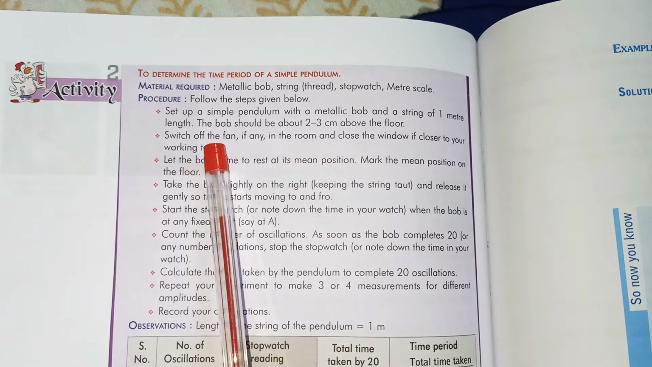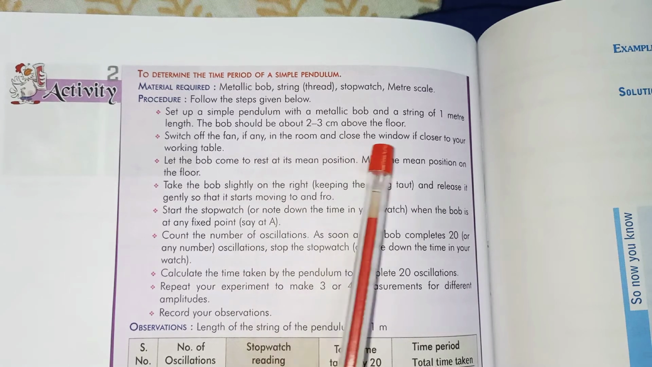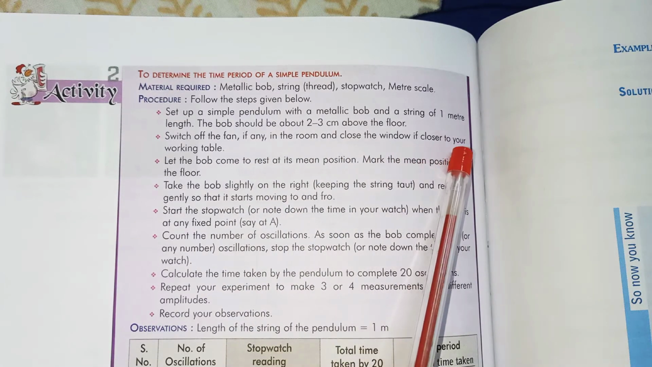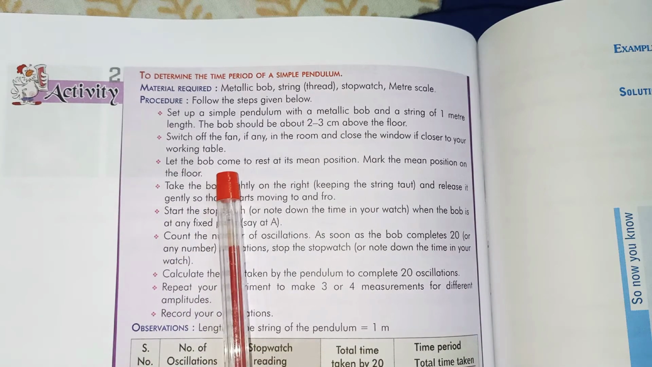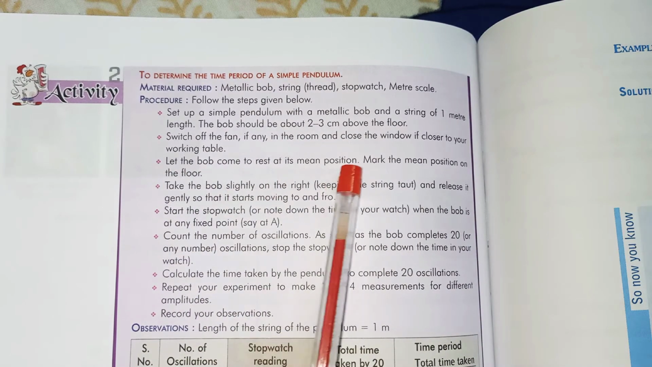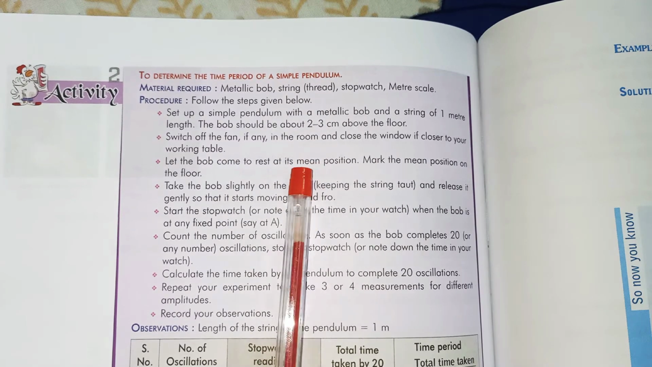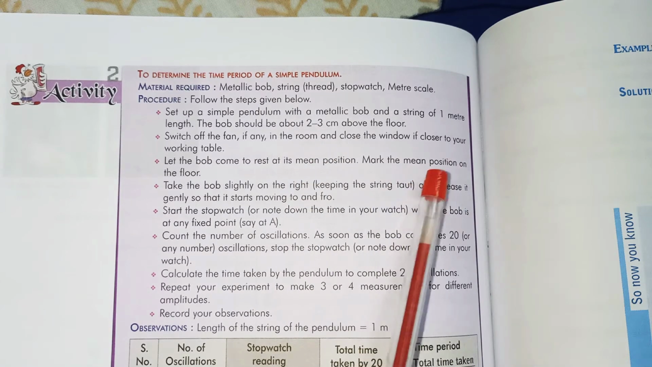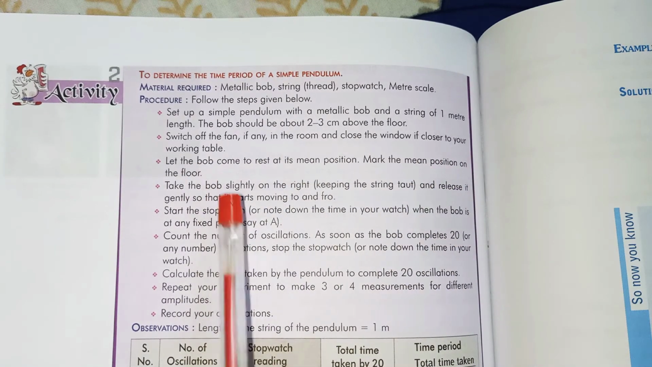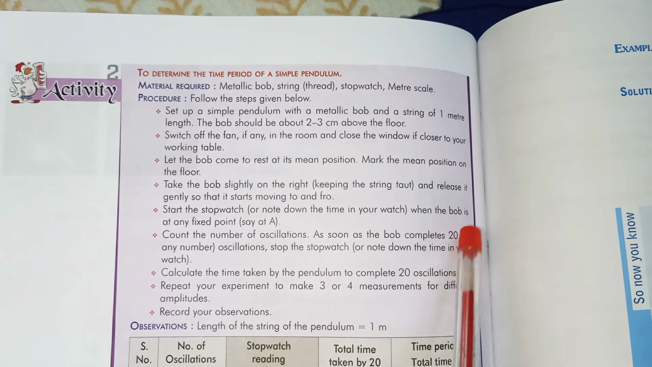Then you have to switch off the fan, if any, in the room, and close the window. The bob must first come to rest at its mean position. That means at first the bob must be at the mean position, or rest position. Then we have to mark the rest position on the floor with the help of chalk. You can mark it with a marker on the floor.